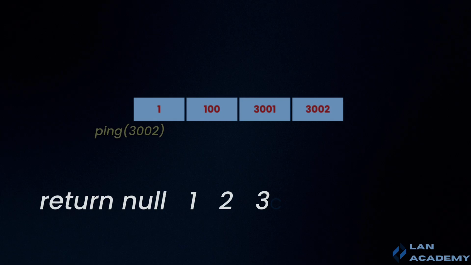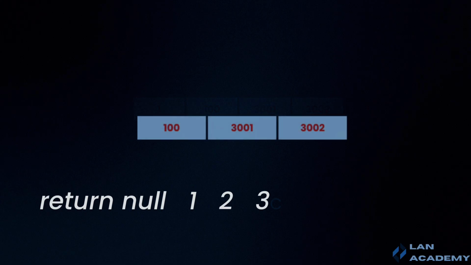Finally, when ping 3002 is called, the queue initially contains 1, 100, 3001, 3002, but since the request at 1 is now outdated, meaning it falls outside the window of 3002 minus 3000, which equals 2 milliseconds, it is removed, resulting in the queue 100, 3001, 3002, and the function returns 3.